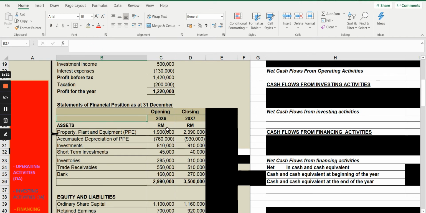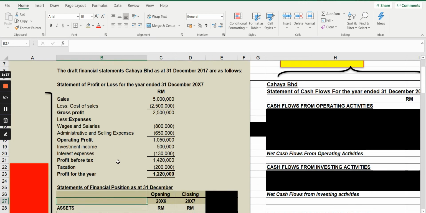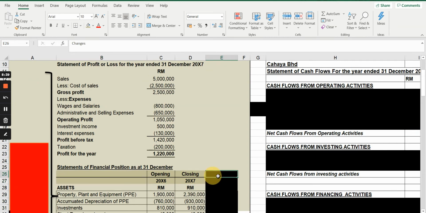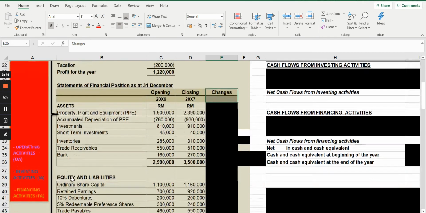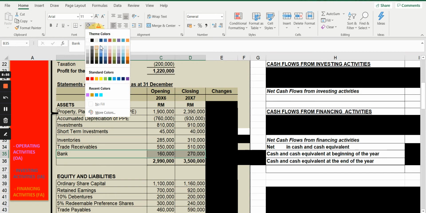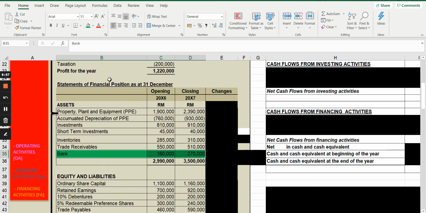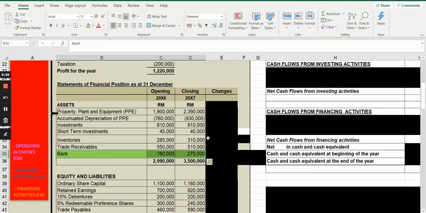Next, after you have determined that, you need to go and find out what are your cash and cash equivalent. And you need to find out the change in that. So we create one column here for change. Right, so the changes. So let's just go and check what is our cash and cash equivalent. Okay, this is the most typical one, which is your so-called bank balances. So I'm using some green color there as my way of classifying it.